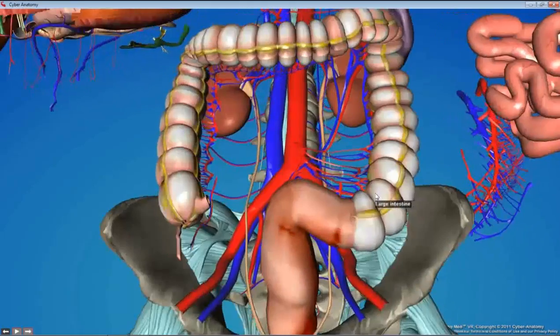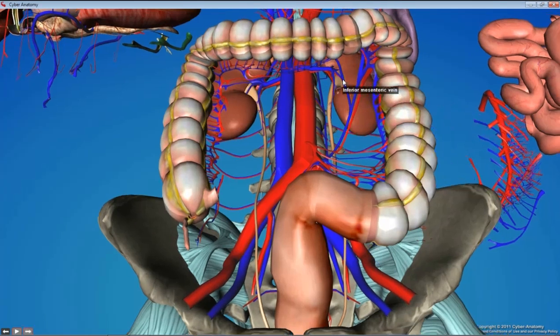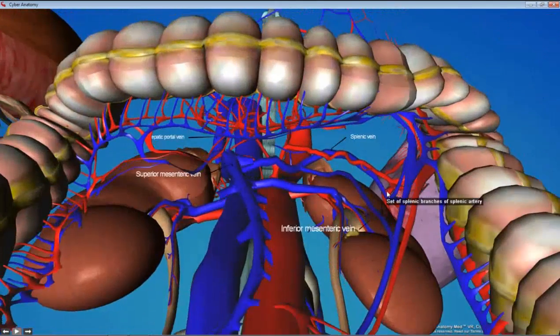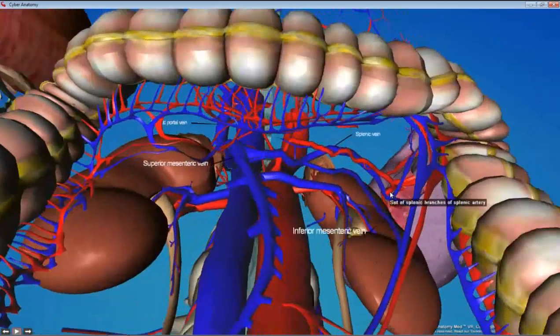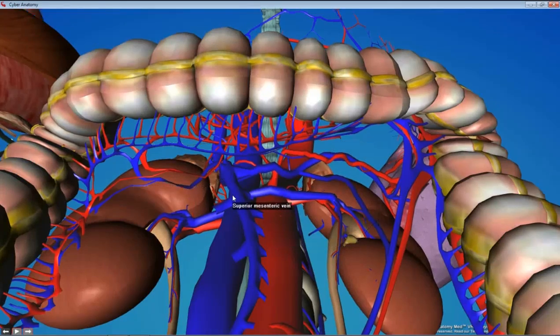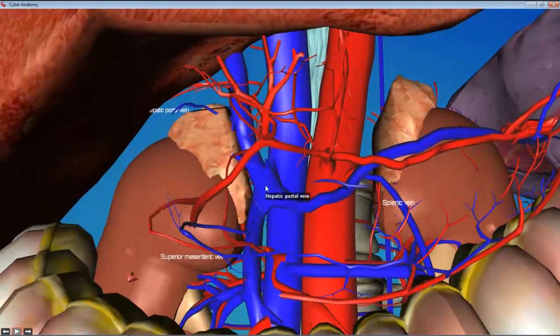Then let's turn our attention to the veins and work backwards. The inferior mesenteric vein parallels the inferior mesenteric artery, but then ascends vertically to reach the splenic vein here, which is draining the spleen from over there. So these two join together, the splenic vein continues, and then this will join up with the superior mesenteric vein, and the two of them will join together to form the hepatic portal vein. And then this hepatic portal vein will enter the liver.